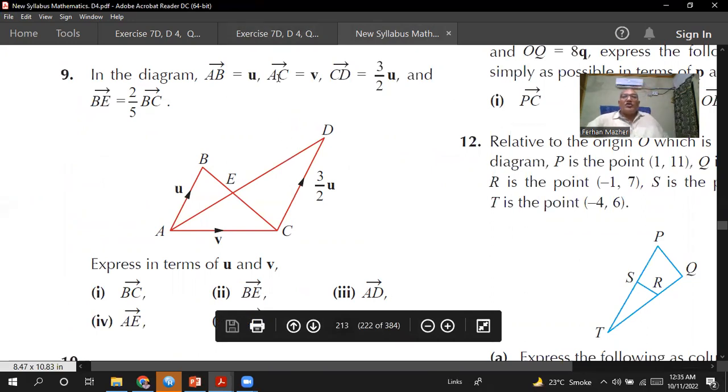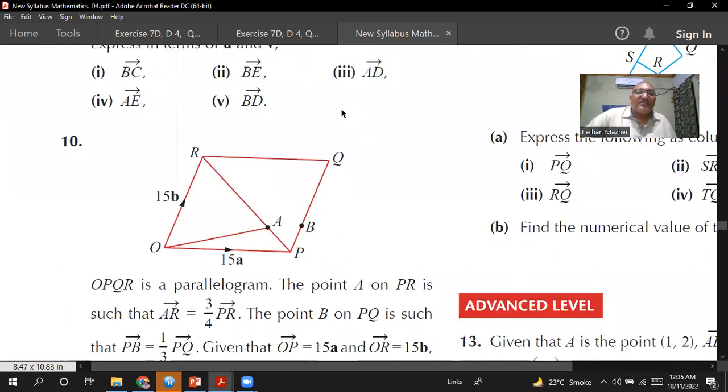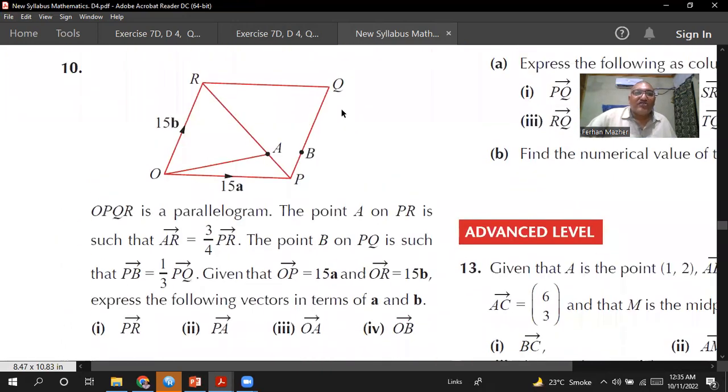So this is how you will do question number 9. Hopefully you have understood how this is done. That's not too difficult. Okay, so we are going to the next question. The next question is question number 10.